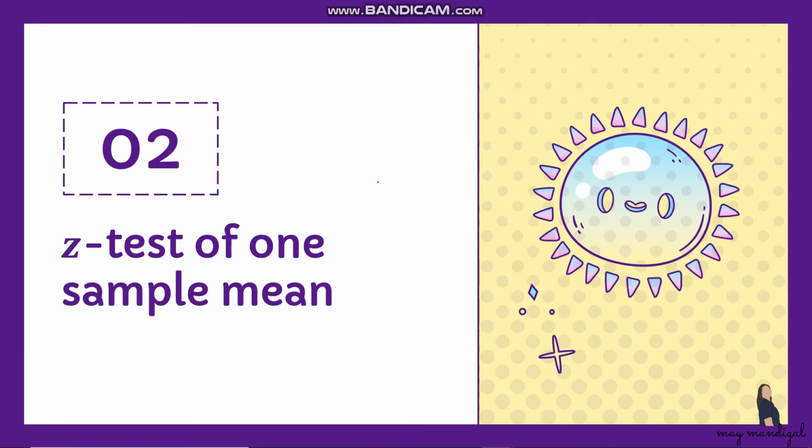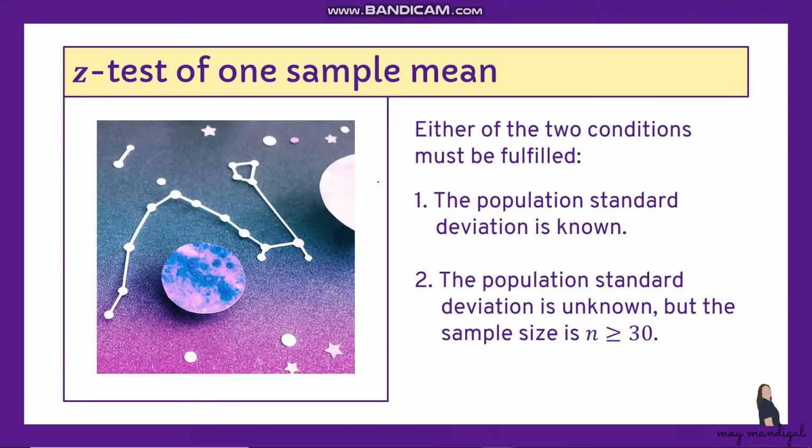So when should we use the Z-test of one sample mean? There are two conditions, and either of them must be satisfied. First, the population standard deviation is known. If it's given in our problem, then we can apply the Z-test of one sample mean. However, if we don't know the standard deviation, but we know that the sample size is greater than or equal to 30, we can still apply the Z-test of one sample mean. If neither of these conditions is satisfied, then we have to use a different method in comparing the sample mean and the population mean.